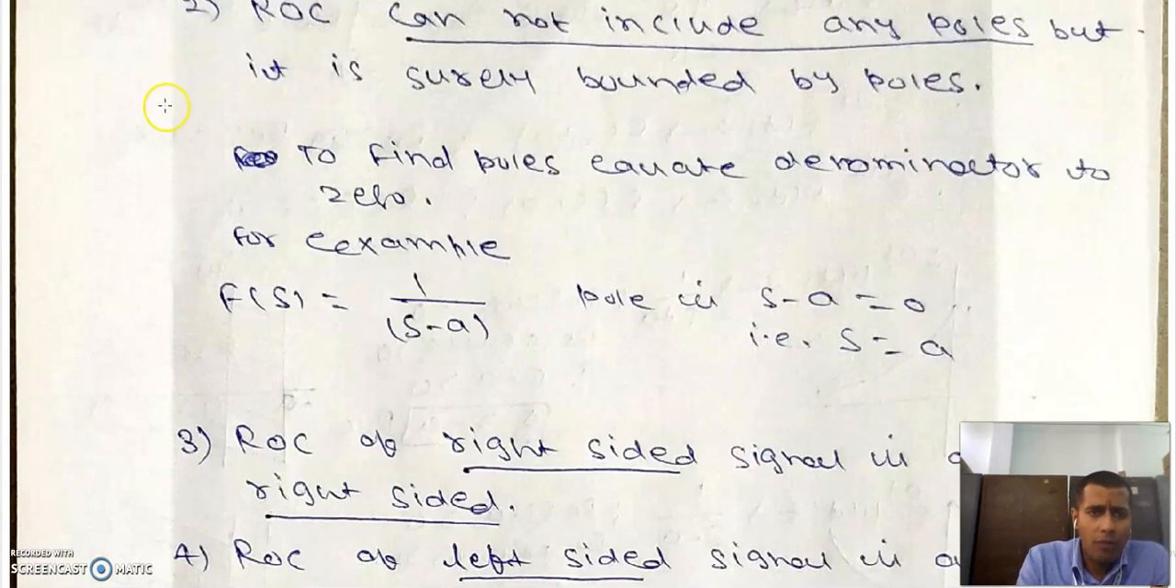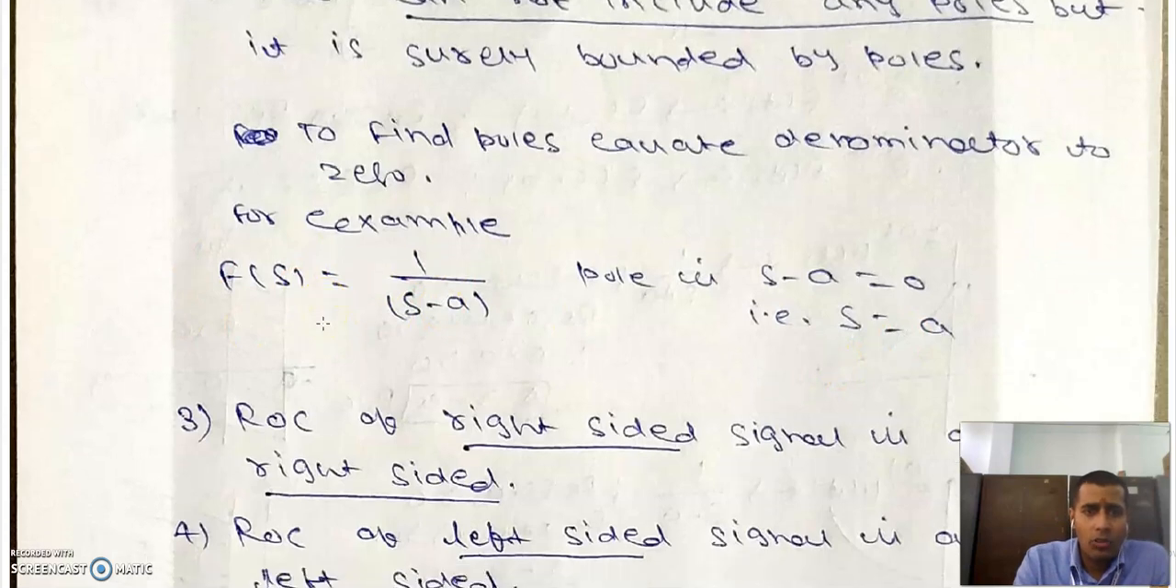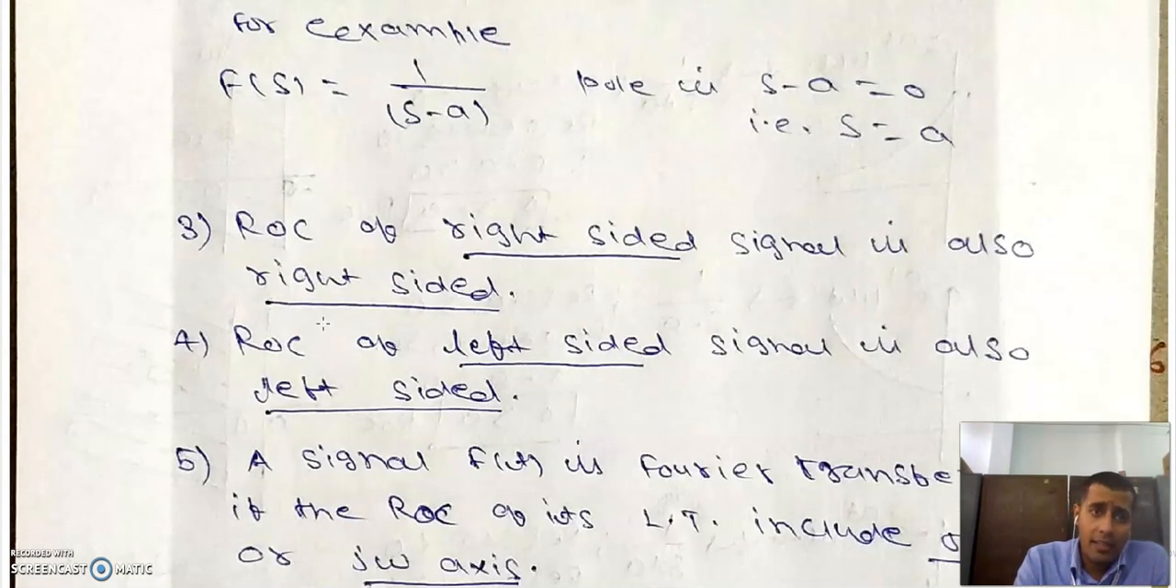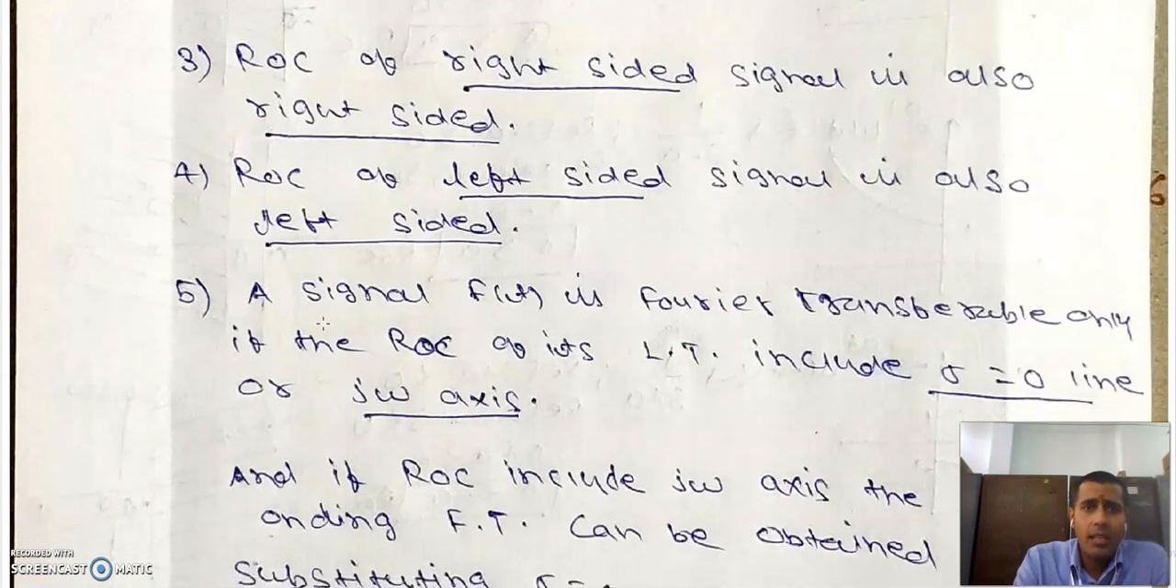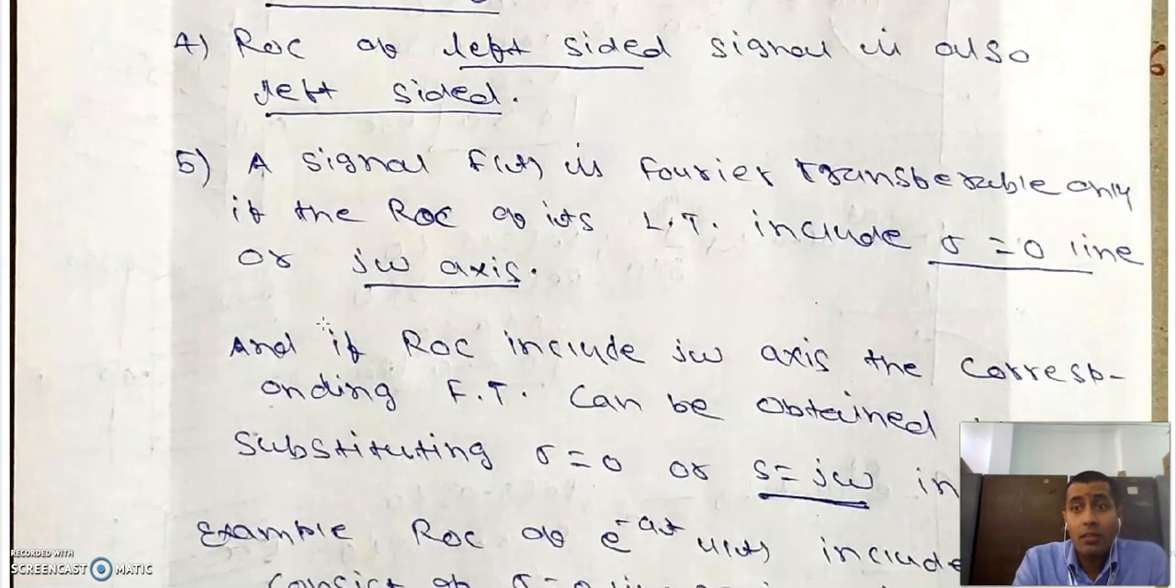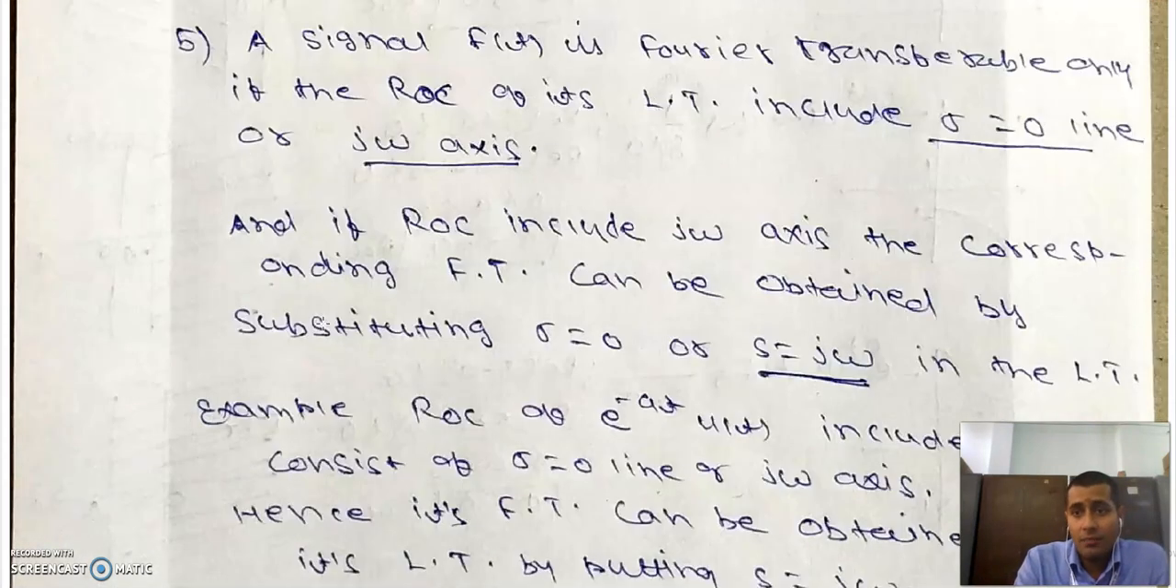Just equate the denominator to 0. So if F of s is equal to 1 upon s minus a, equate s minus a equal to 0, we get s is equal to a, that is the pole for this F of s. The ROC of a right sided signal is also right sided, already we have seen. The ROC of a left sided signal is also left sided. A signal f of t is Fourier transformable only if the ROC of its Laplace transform includes the sigma equal to 0 line, or j omega axis. Already we have seen.